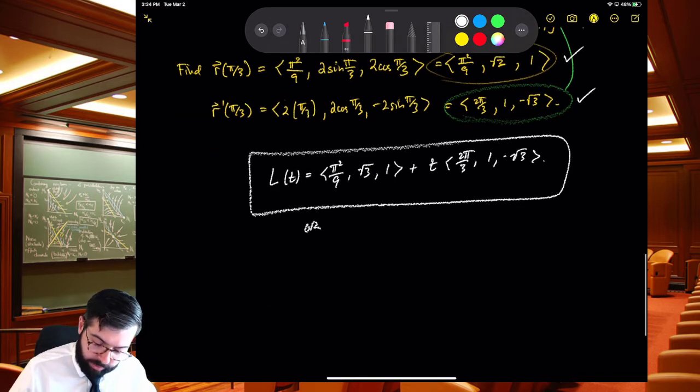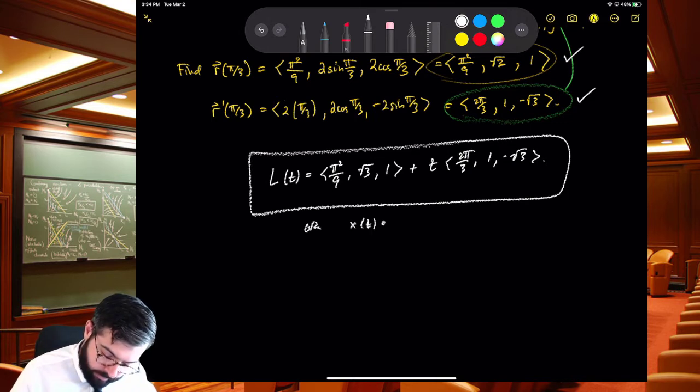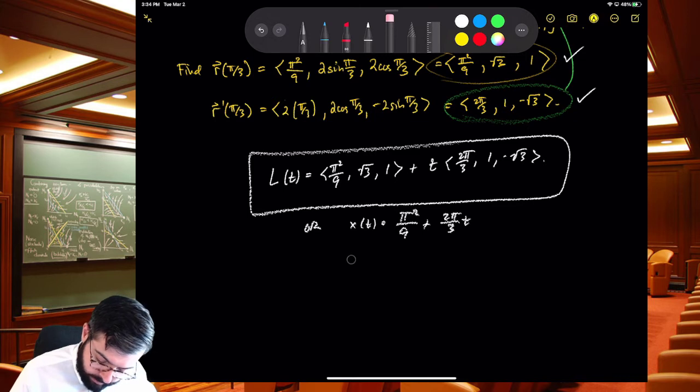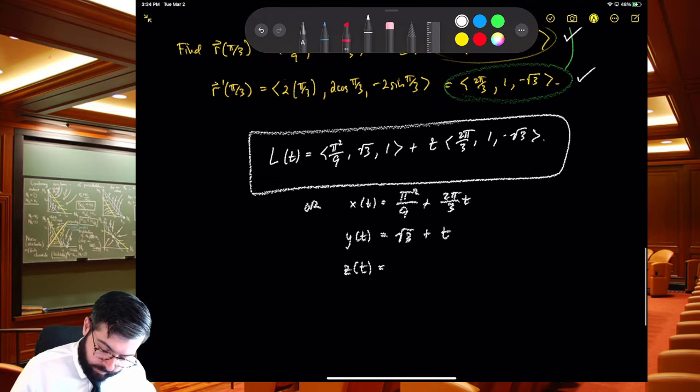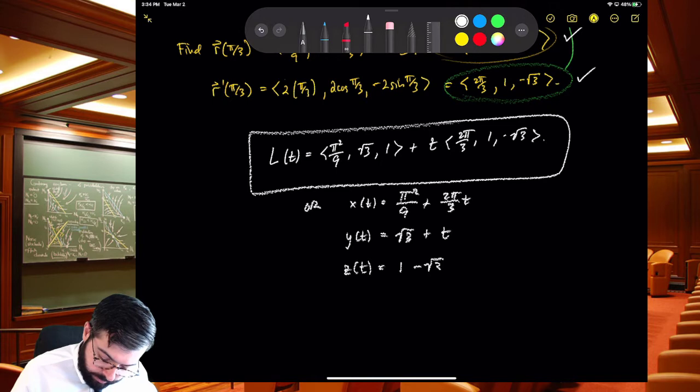Or if you put it into parametric form, just to kind of refresh ourselves, we could get these guys as x equals pi squared over 9 plus 2 pi over 3 t. Y is given by radical 3 plus t, and z of t is given by 1 minus radical 3 t.